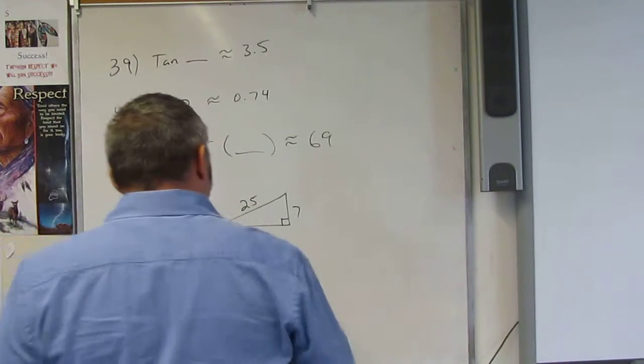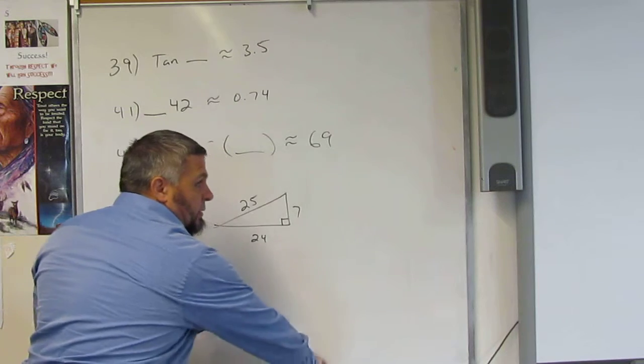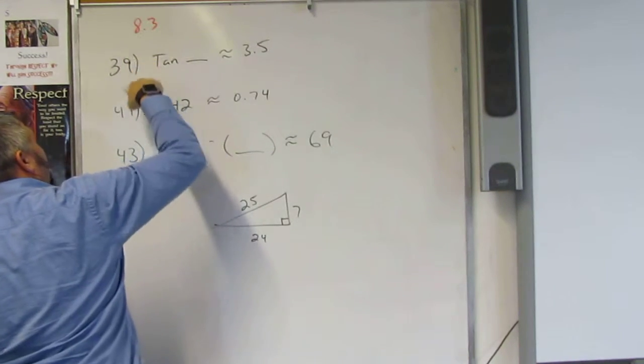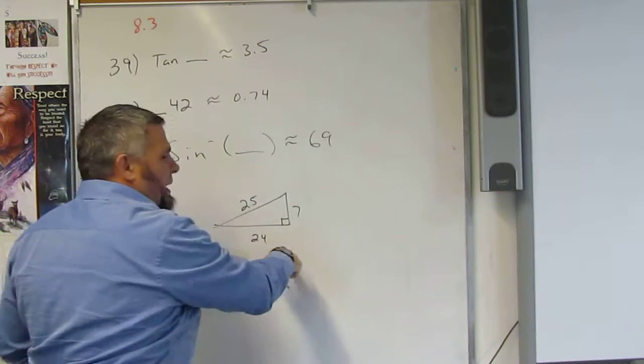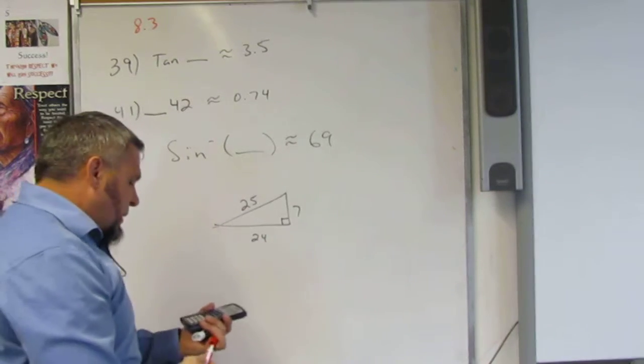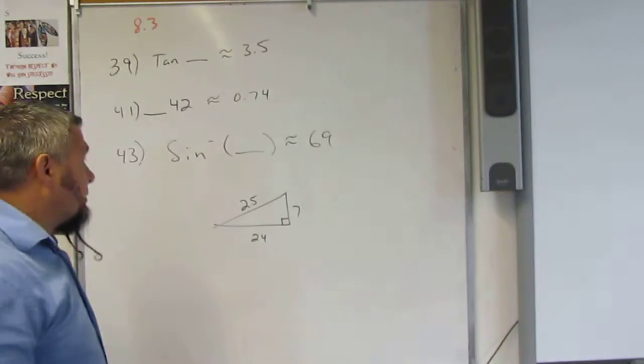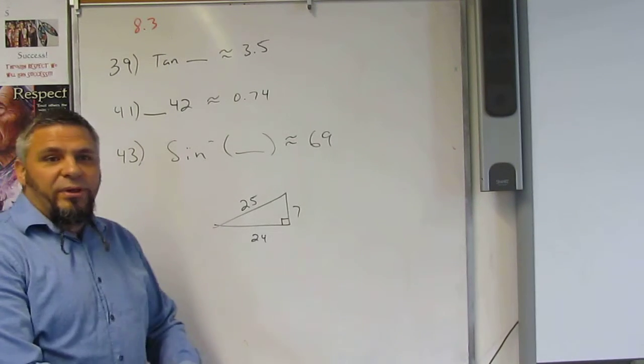So for 8.3, problems 39, 41, 43, and a problem kind of like 37 to make up for yesterday. We're going to talk about what they want from us.